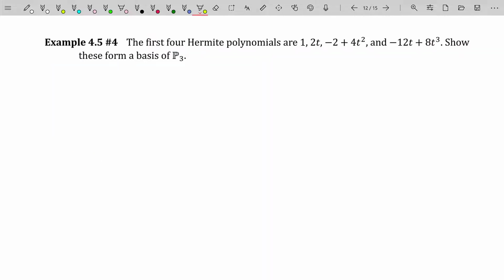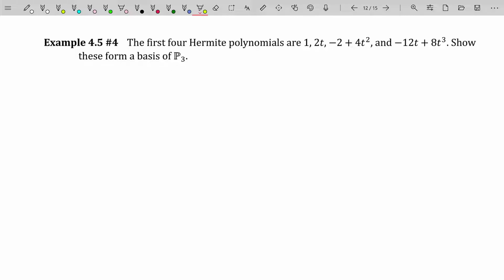So I don't really need to define this honestly, but Hermite polynomials are orthogonal polynomials. It's a whole sequence of orthogonal polynomials. You don't need to know what that means yet, but we might delve into that in linear algebra. But it suffices to say that the first four Hermite polynomials are 1, 2t, negative 2 plus 4t squared, and negative 12t plus 8t cubed. By the way, there are actually two different definitions for Hermite polynomials, so this is going to be the physicist's definition. There's also one for probabilists, but we're not going to use that one.